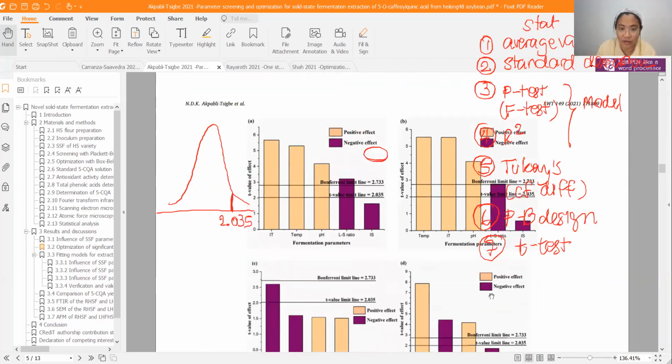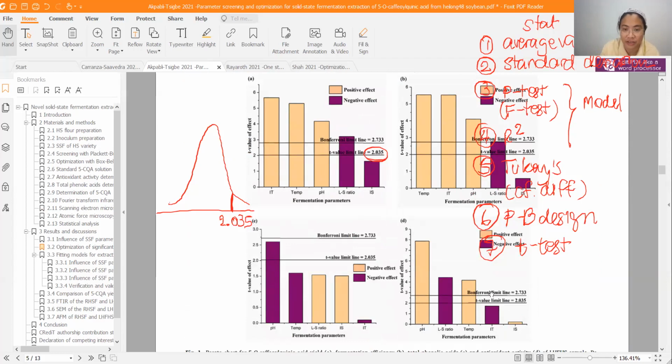So come back to these pictures. If the t values, so for example, let's see this graph. For example, the t value line is here.